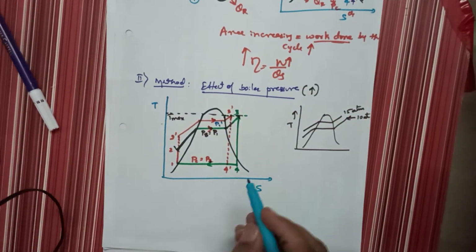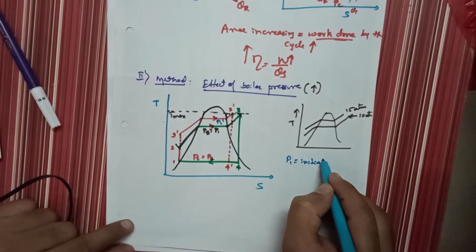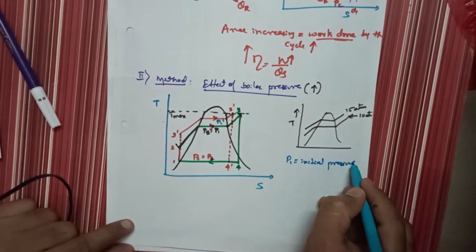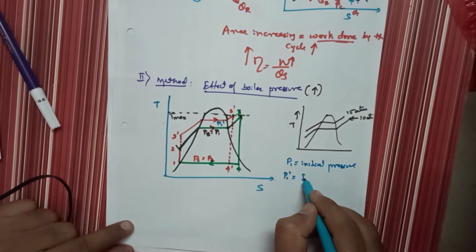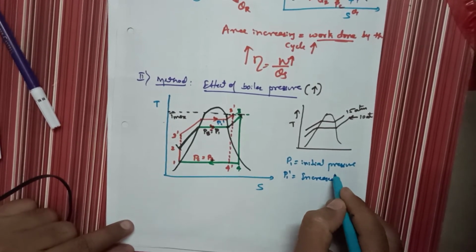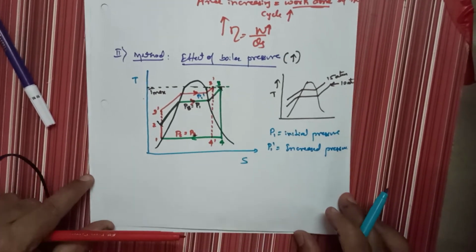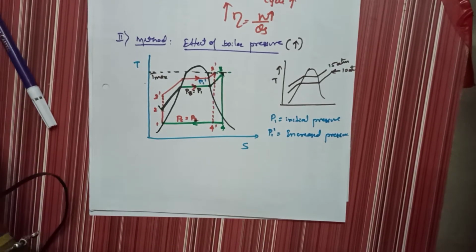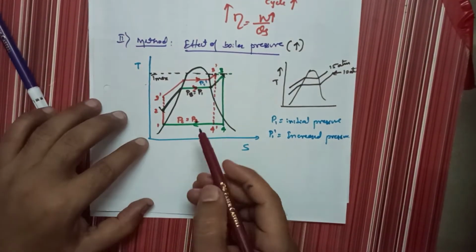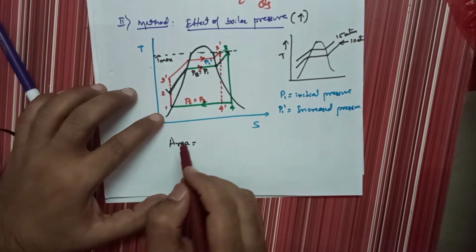P1 dash is the pressure. So P1 is the initial pressure, case 1 initial pressure. So P1 dash is the increased pressure. And dear students, just observe the area. The initial area is what, before increasing the pressure?